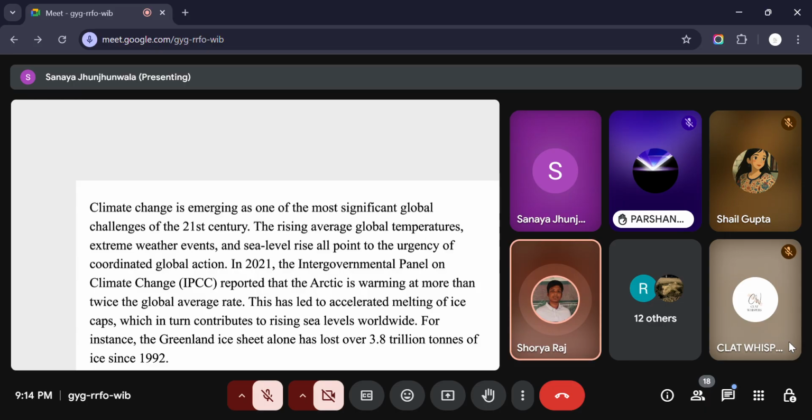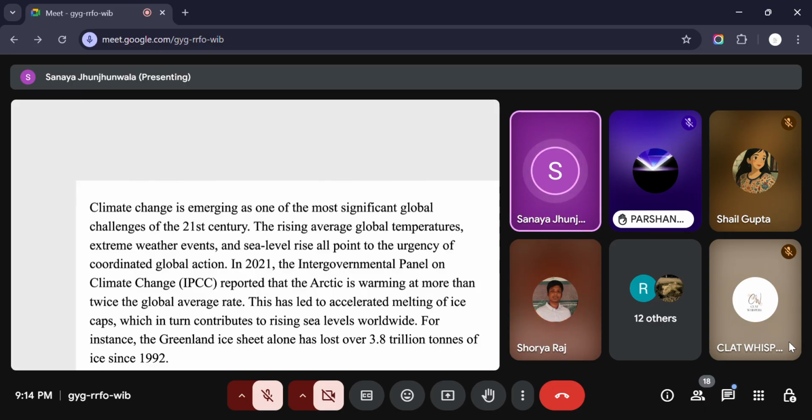Ma'am, the main idea of this passage, sorry, we'll discuss it later. एक बार खाली पढ़ लो, then we can discuss it. Let others also read. Okay.